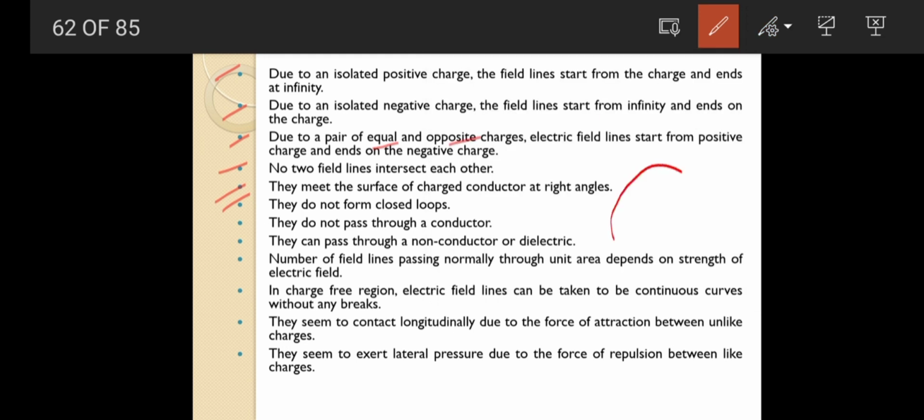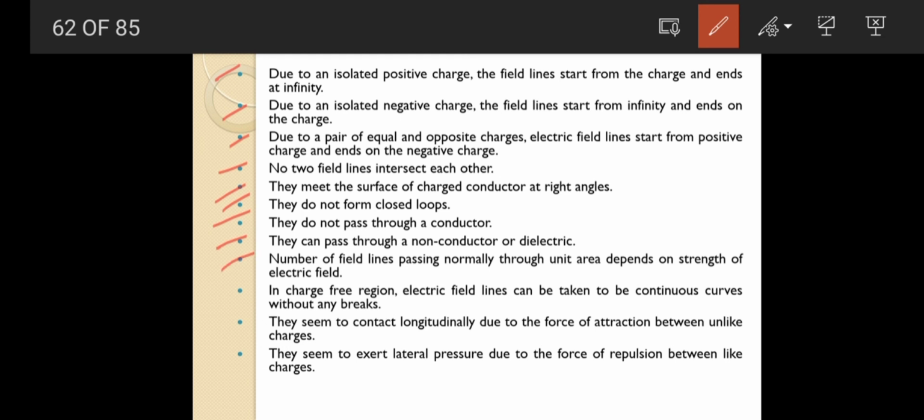Electric field lines will never make a closed loop like this. It will always be a straight line like this. They do not pass through a conductor. Remember, electric field lines do not pass through a conductor. Now next, they can pass through a non-conductor or dielectric medium.